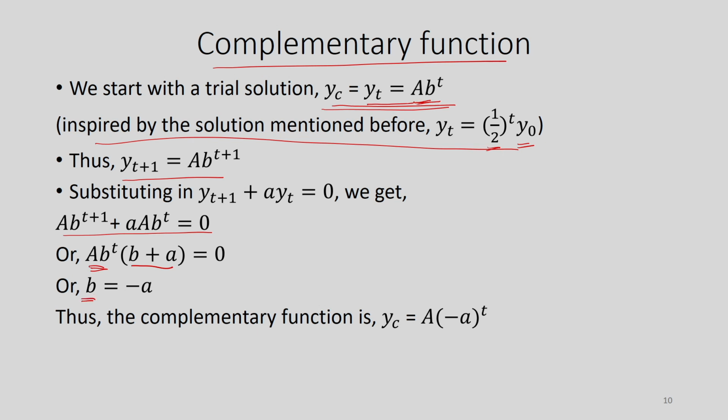Remember, b was something which we do not know. I just assumed that it is a constant, non-zero constant. So, I know b now is equal to minus a. So, the complementary function is y_c equal to A multiplied by (minus a) to the power t. Now, mind you, still we do not know the value of capital A, right. This was an arbitrary constant. We have to get a hold of that at a later point of time.